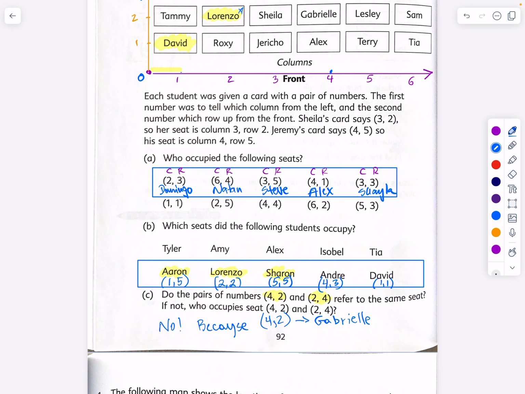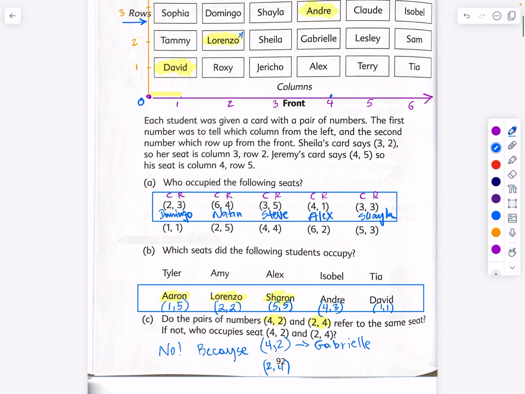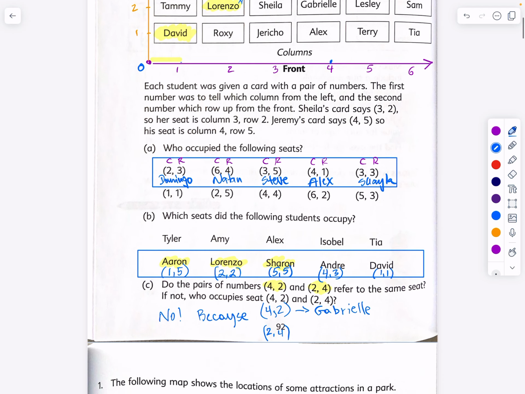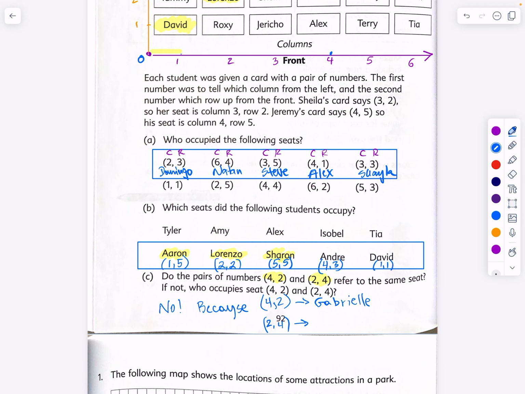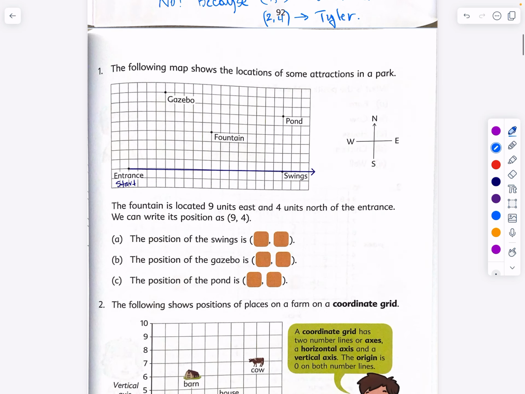And if we navigate to 2, 4, it's 2nd column and 4th row, that is the seat reserved for Tyler. So no, we are not in the same seats, because the first number tells us the column and the 2nd number tells us the row. Now let's go ahead and practice a few more examples.